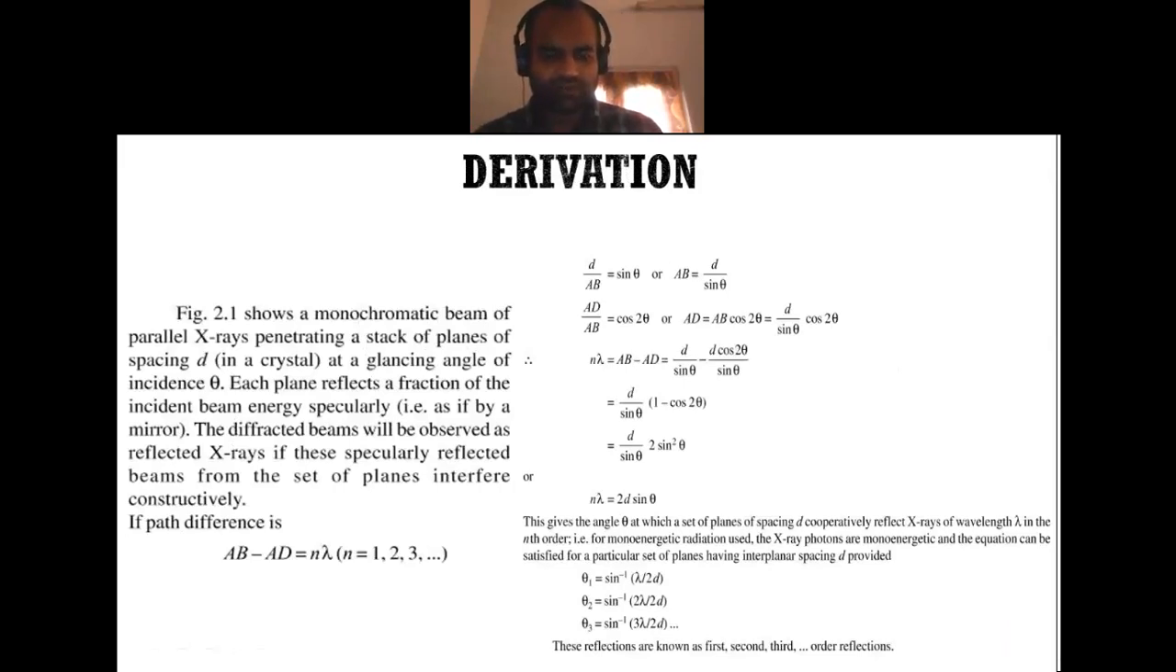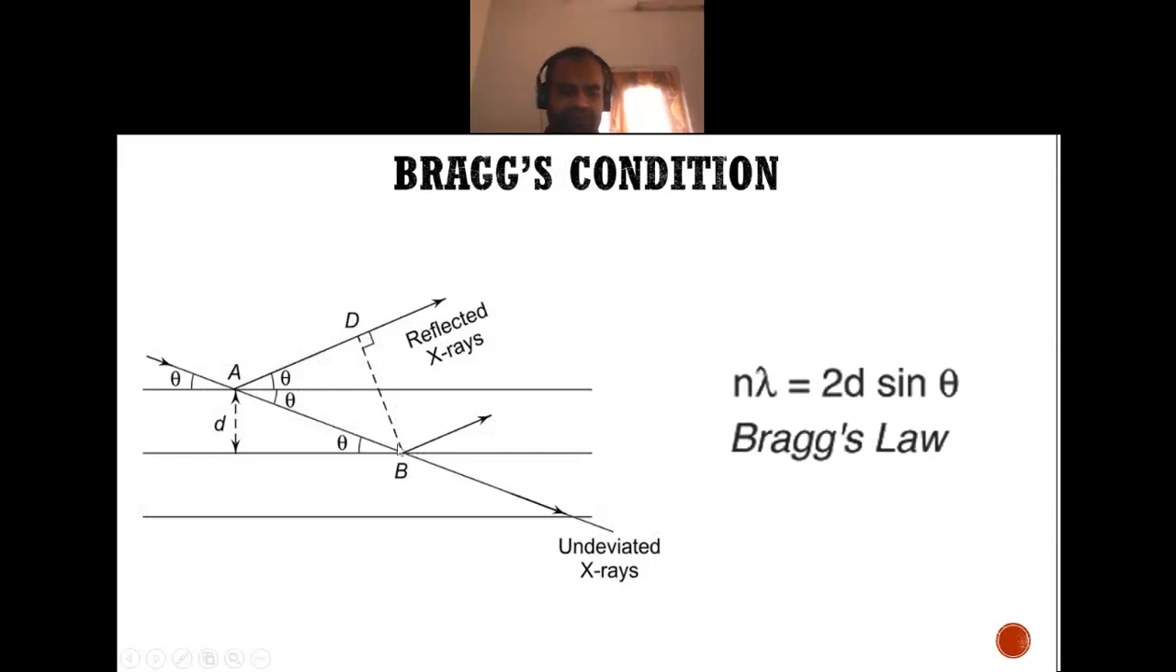Okay, so now let's go to some geometry because we really want to find out the condition for diffraction. In order to find that, what is the path difference? The path difference is AB minus AD. For constructive interference, the path difference is AB minus AD.